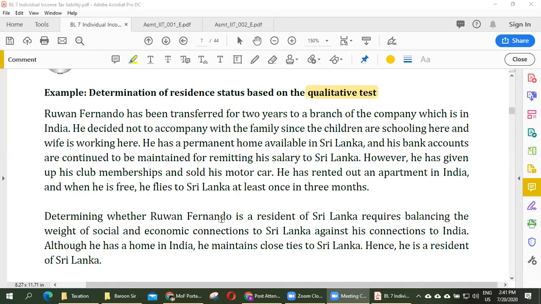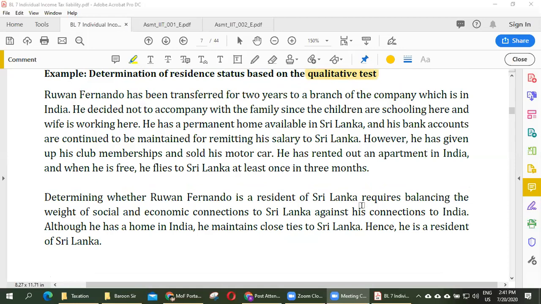Now, is he a resident or non-resident? Based on the qualitative test, he is maintaining a strong connection with Sri Lanka. Therefore, we can say he is a resident. He is a resident person. Resident, yes.